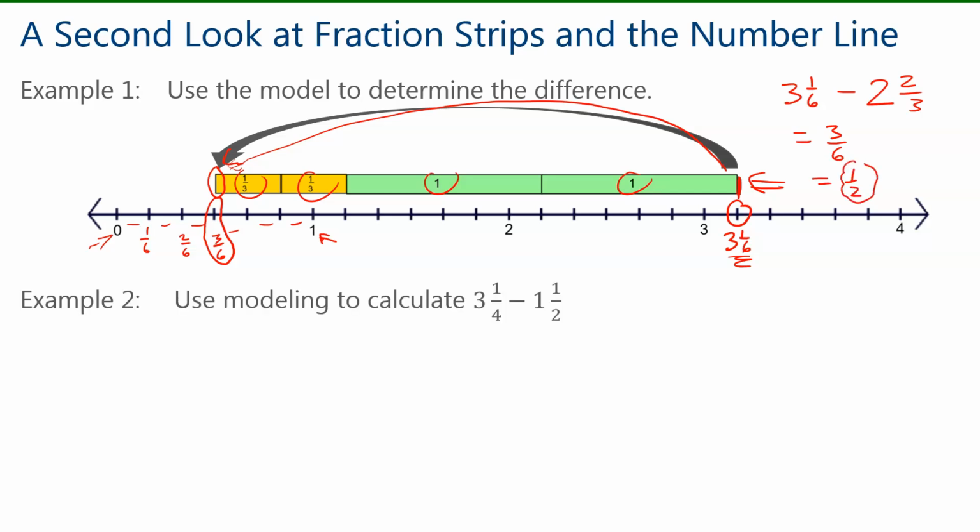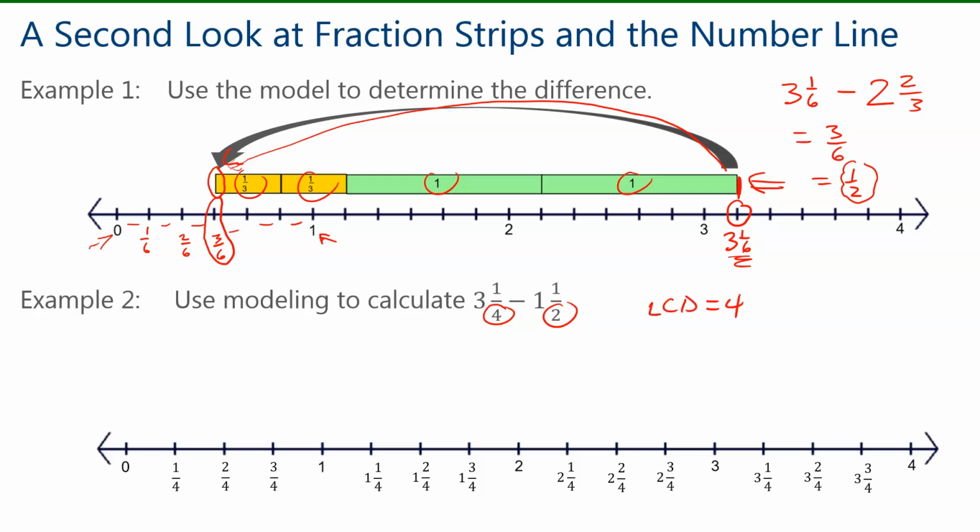Example 2, we're going to model 3 1/4, take away 1 1/2, and we're going to calculate the difference. I need to decide on my number line. I look at my denominators. My denominators will tell me the equal sections that I'm going to have between my wholes. The LCD is 4, so there we go. So in between each whole, it has been split into 4 equal sections.